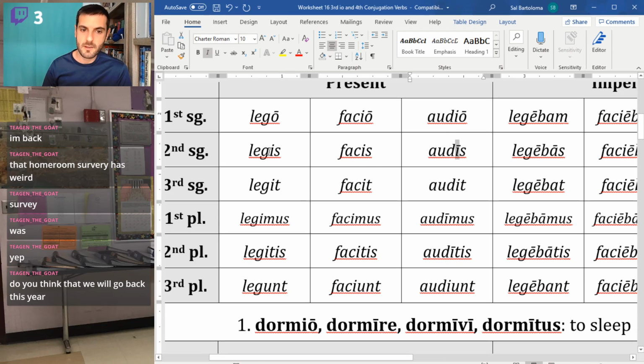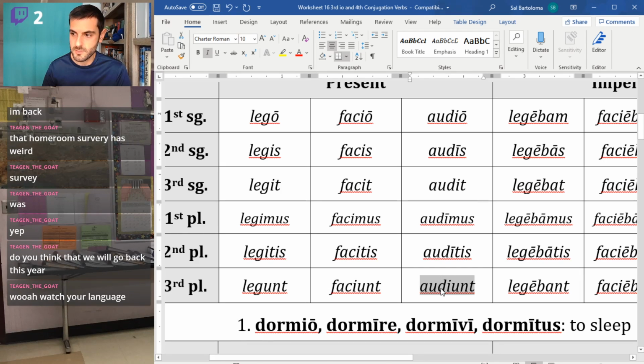But in terms of the pattern, you have is, and is. So basically the same. Legit, facit, audit. Pretty much all the same. Legimus, facimus, audimus. So we have a long mark addition, but spelling-wise, exactly the same. Legitis, facitis, auditis. Again, just a long mark there in fourth. Legunt, because we don't have an i, faciunt, audiunt.